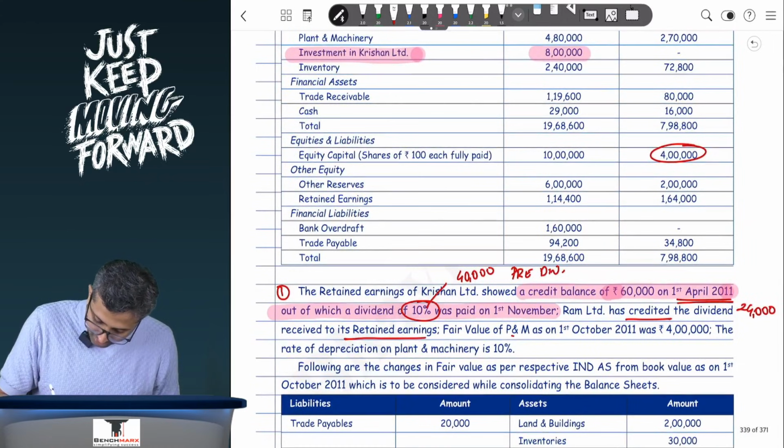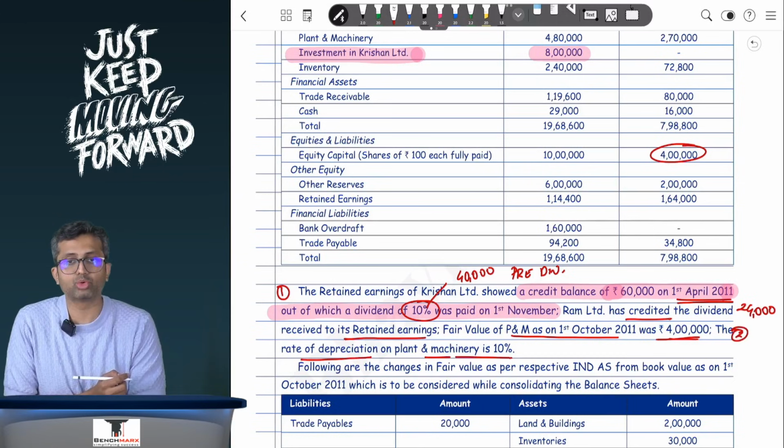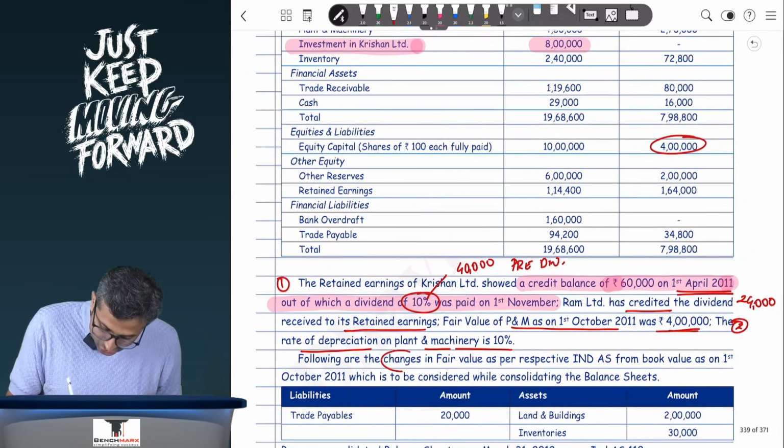Second, the fair value of the plant and machinery as on 1st October was 4 lakhs, and the rate of depreciation on the plant and machinery is 10% unless given otherwise. This is percentage per annum. So this is giving you the fair value of plant and machinery. Maybe you can compare it with the WDV somehow to come to its fair value adjustment. Following are the changes in fair value.